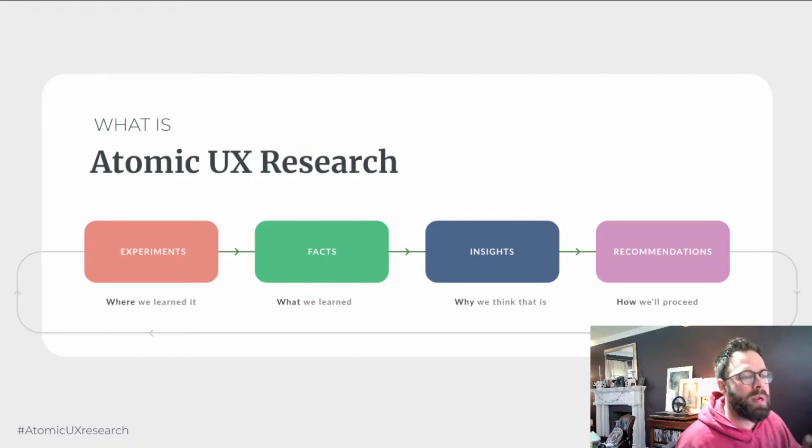Now, facts are what we learned. What were the outputs? What were the things that maybe users have said to us, things we've observed? What's the data that we have had as we were doing our experiment? And the reason we call them facts is because they should be factual. What they shouldn't be ever is our opinion. There might be a summary of data, but we should try and keep them as fact-led and as unbiased as possible.